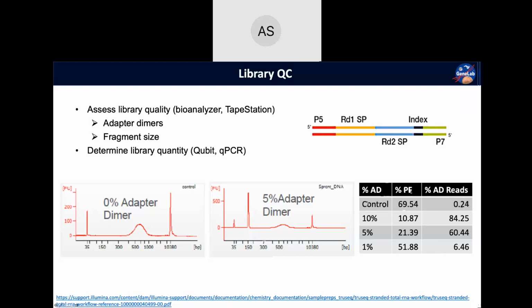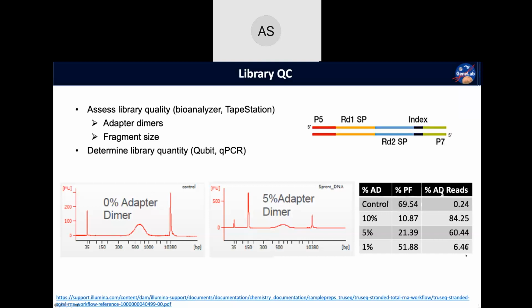PF stands for pass filter. So there's a filtering system, so that way you know how many of your reads pass filter, what percentage of them. And so in this run, we had about 69% pass filter, and that would be our sequence of our region of interest. And then about 0.24% of those reads were identified as adapter dimers. And this again is related to the 0% adapter dimer as indicated by the electropherogram for it.